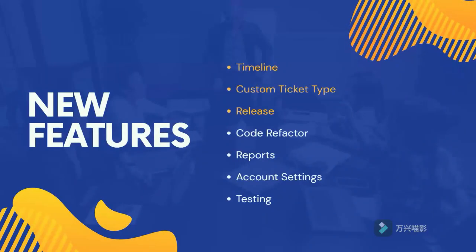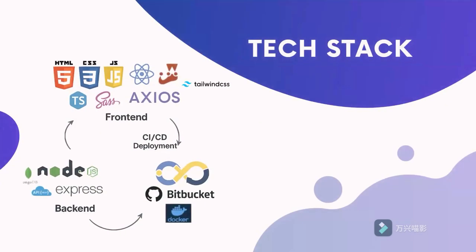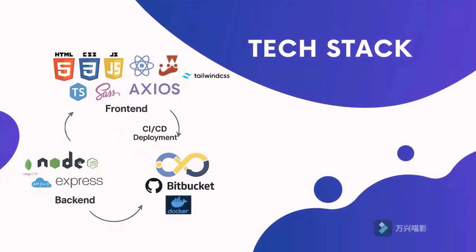And on this page, we have listed all the 7 features that we plan to develop in the future. The 3 of them marked in yellow are the top features to be developed in the next phase of the project, which are the timeline, custom ticket type, and the release. So next, let's talk about the tech stacks.